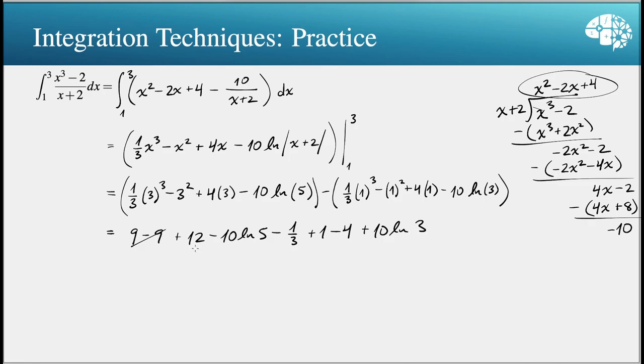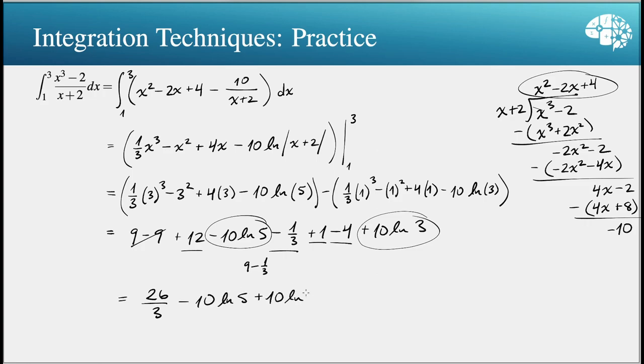So we can combine our constants. We've got 12 plus 1 is 13, minus 4 is 9, and then we have 9 minus 1/3. So 9 minus 1/3, that's 27/3 minus 1/3, which is 26/3. So we have 26/3. And then to combine these two natural logs, we can if we'd like. I'm not sure that it's actually worth it. I'm just going to leave it as minus 10 natural log of 5 plus 10 natural log of 3.